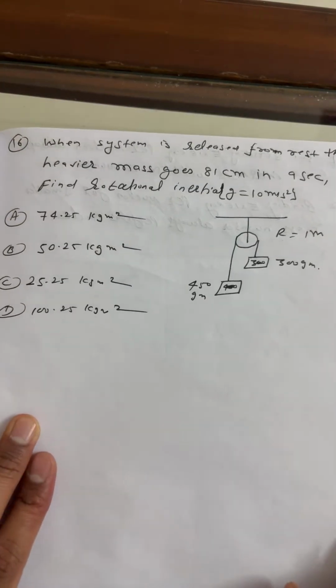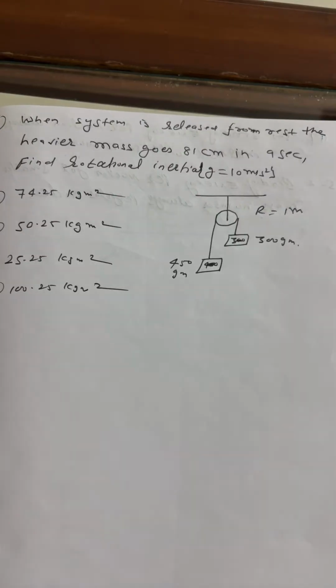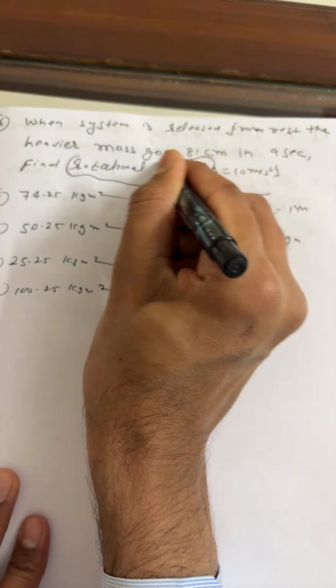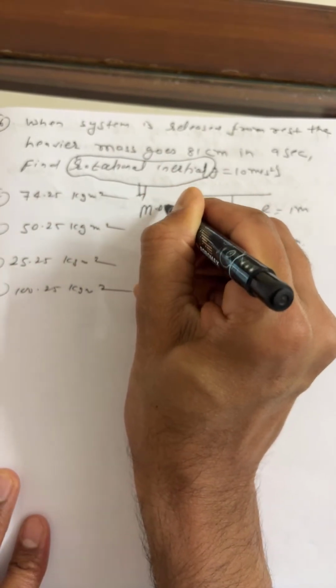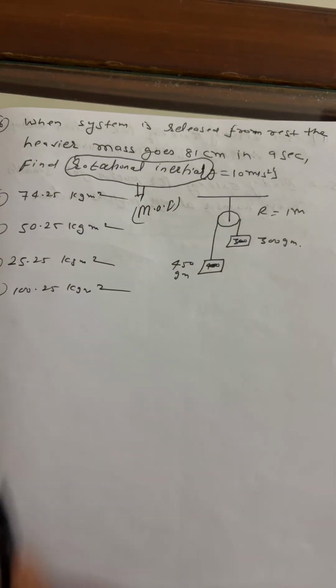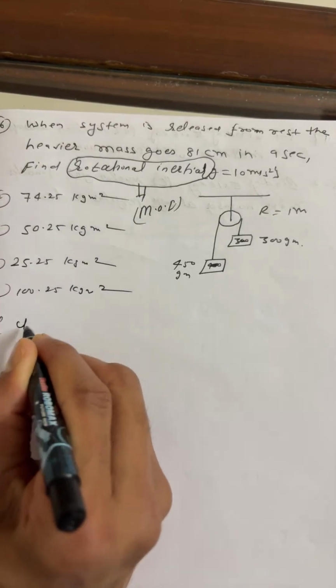Now let's have a look at this question. I can say it is an application of torque as well as rotation. It's a good question. Again, we have to find the rotational inertia. What is the meaning of rotational inertia, my dear? It's nothing but the moment of inertia they are asking. Simple. What's the question? The system is released from rest. Okay, so have a look at the solution.